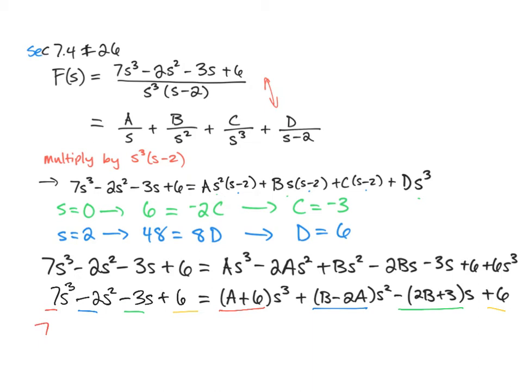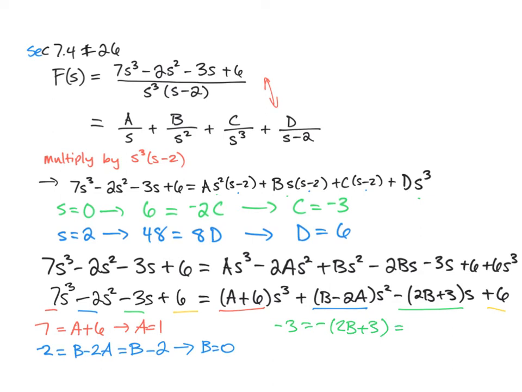7 equals a plus 6 gives us that a equals 1. -2 equals b minus 2a. A equals 1, so we can write this as b minus 2, and that gives us that b equals 0. Let's go through the other ones just to make sure that everything is consistent. We get -3 equals -2b plus 3. If b equals 0, then that gives us -3. That's good, and just to check, 6 equals 6, and we're good to go.